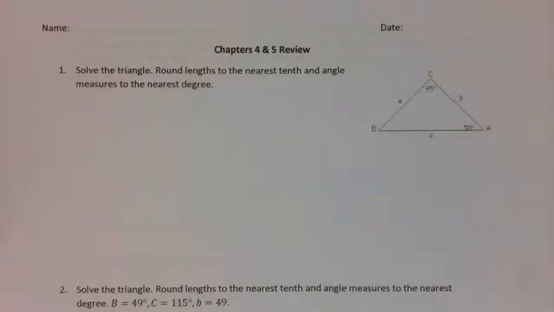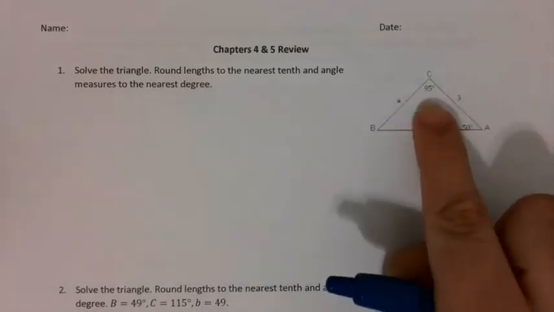So I'm going over the review for the test. On number 1, it wants me to solve the triangle and round the lengths to the nearest tenth and the angle measures to the nearest degree. So if I look at what this triangle gives me, it gives me an angle and a side.